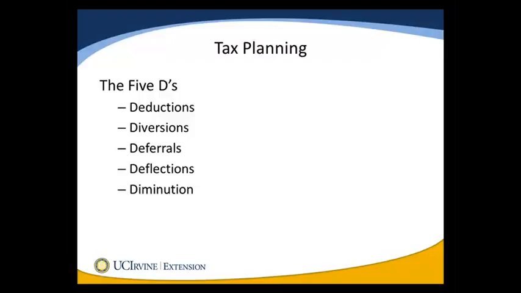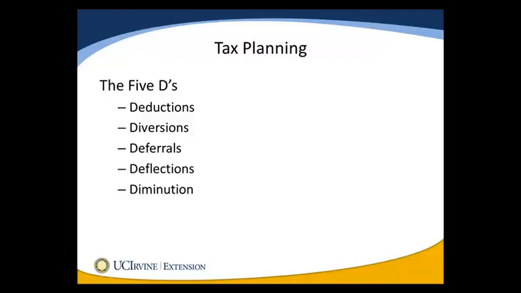Diversions. Take steps to make investments from which the returns will escape taxation or be taxed at a reduced rate. Some examples are student 529 plans, health savings accounts, and Roth IRAs. The next category is deferrals. Take steps to defer taxes until future years, perhaps with an IRA or employer retirement plan.